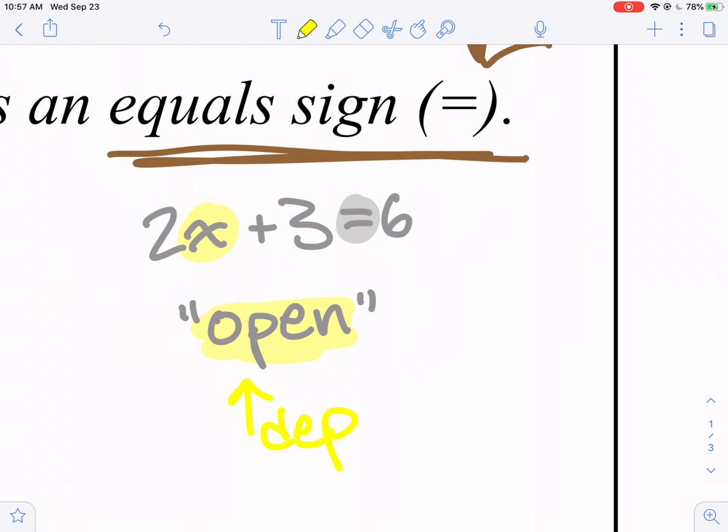That's really hard to see how that yellow depends on the variable. Let's pick a different color.